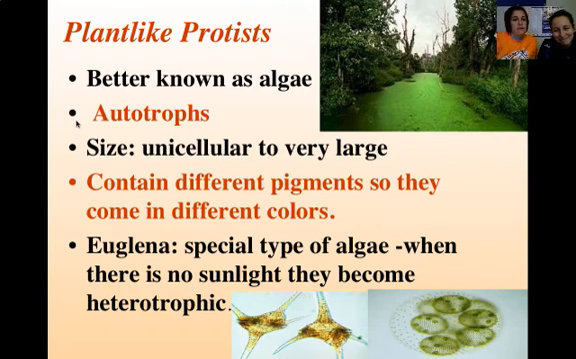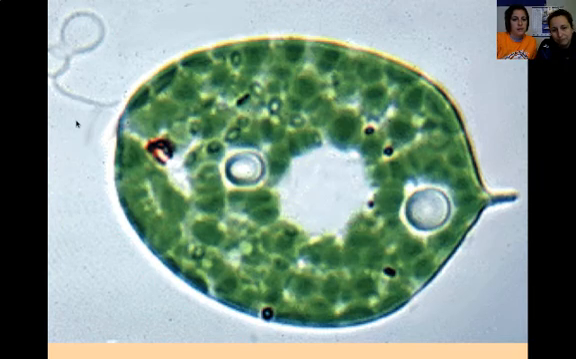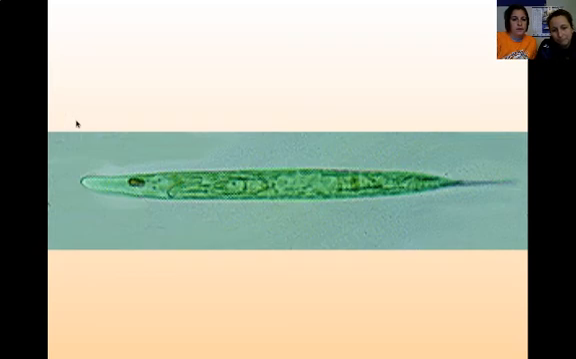Euglena is actually a special type of algae. When there is no sunlight, they actually can become heterotrophic. So here you can see they're both autotrophic and heterotrophic. It's able to adapt when there's no sunlight in order to become heterotrophic and consume other organisms as food. Here's just a microscopic view. And here is one more.